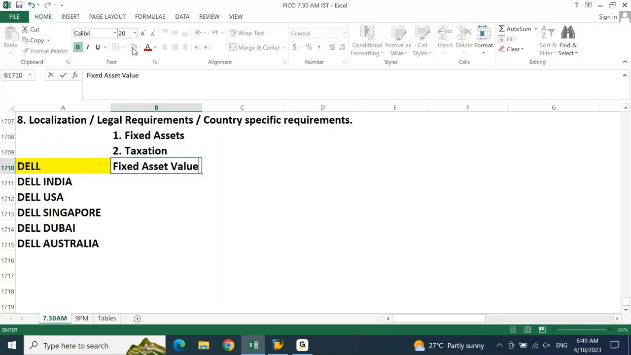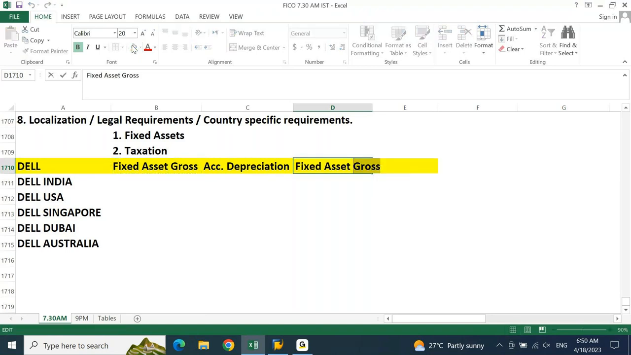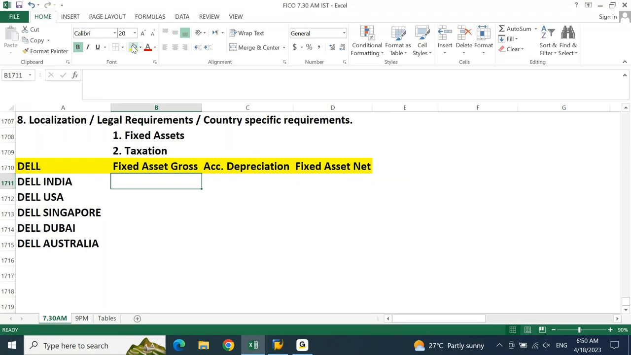Now, if I say my fixed asset value, whenever you talk about fixed asset value, you have to take fixed asset gross value and accumulated depreciation. What next? Fixed asset net value. Is this correct? Yes, sir. Now, assuming in India my fixed asset value is, let's say everywhere I'll take the same number, ignore the currency, 1000. Everywhere my fixed asset value is 1000.